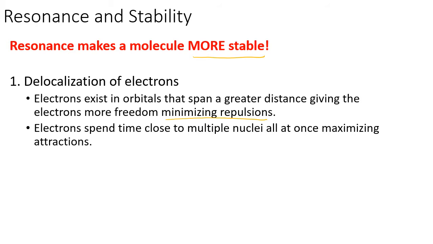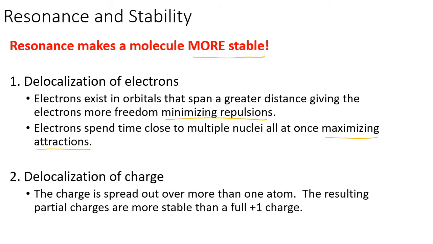And electrons will spend time closer to multiple nuclei. So since they can spread out, they can get closer to the nuclei of different atoms, and that maximizes the amount of attractions that they can have. So delocalization minimizes the amount of repulsions while also maximizing the amount of attractions. So that's one reason that it's good and it leads to extra stability.